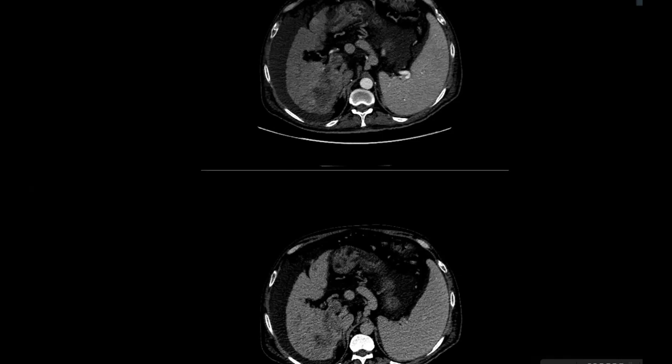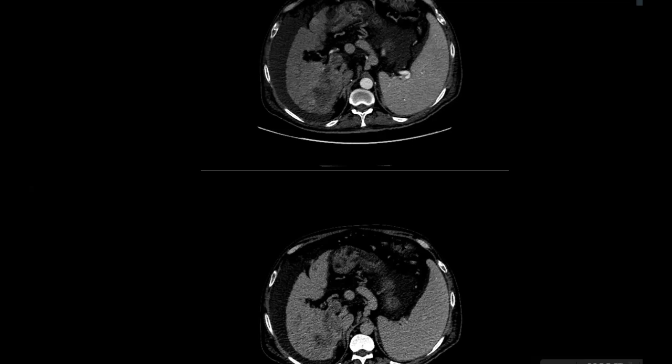Sir, the inferior image, the second image; the first one on the top is arterial. And the second one is, no, sir, it is actually the portal venous phase. Is it portal venous or delay phase? Sir, it's delayed. So this is delay. Okay.